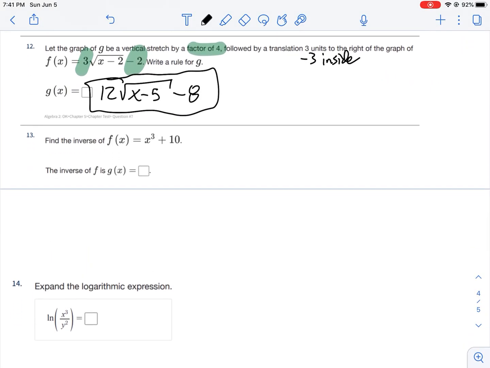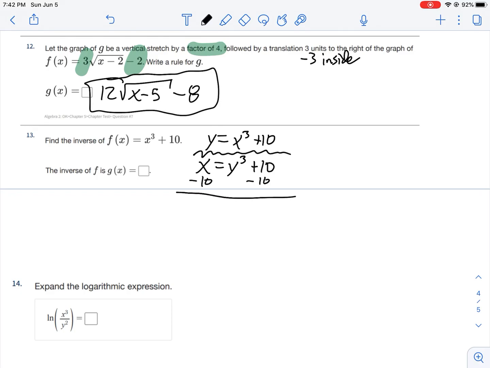F of x equals x cubed plus 10. This is y equals x cubed plus 10. Do our inverse line here, swap x's and y's, and solve for y. Subtract 10 from each side. X minus 10 equals y cubed. To undo cubed, cube root. I'm going to write this down one more time.